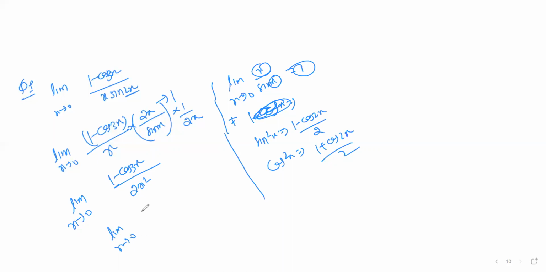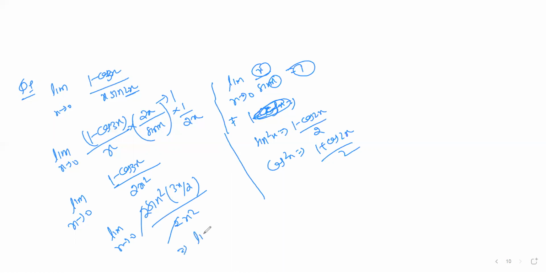I can write limit x tends to 0 of 2 sin square 3x by 2, divided by 2x square. This 2 will get cancelled. So here, what could be the answer?